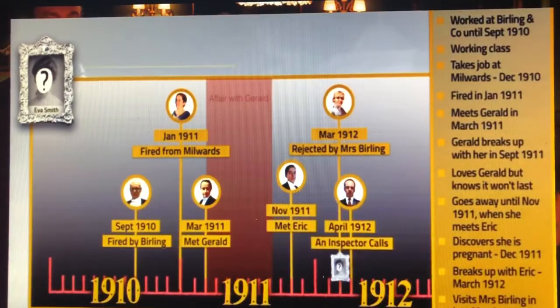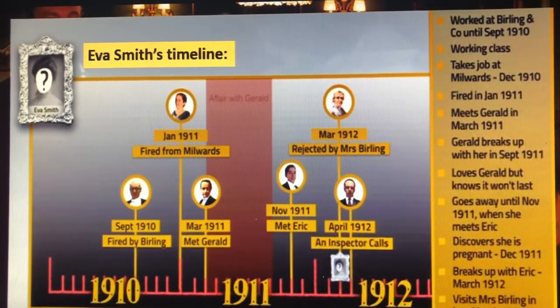Let's take a closer look then at Eva Smith's timeline. The play itself is plotted around two years, so we look at two years of Eva Smith's life. She worked at Birling & Co. until September 1910. She's working class and takes a job at Milwards in December 1910. She's fired in January 1911, meets Gerald in March 1911. Gerald breaks up with her in September 1911. She loves Gerald but knows it won't last.